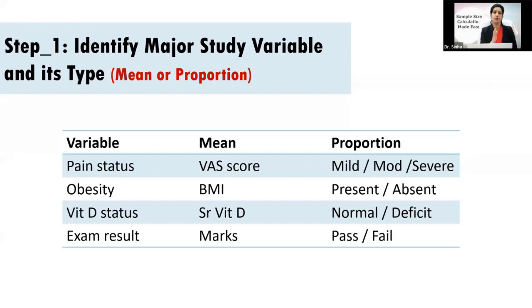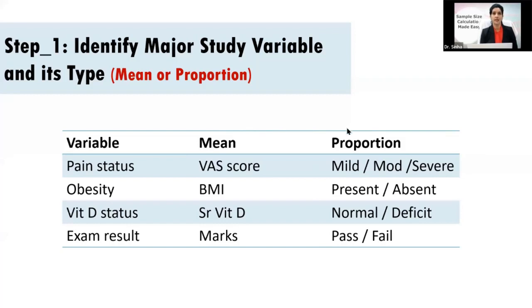But if you want a categorical nature of these variables, you can divide the VAS score into mild, moderate, and severe, or divide obesity into present or absent, or overweight and obese, depending on the criteria you take. The serum vitamin D level also you can classify as normal and deficient. Exam result also you can classify as pass or fail. So in all these examples, you are converting a continuous variable into a categorical variable.